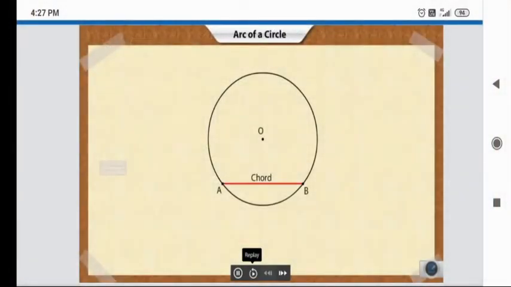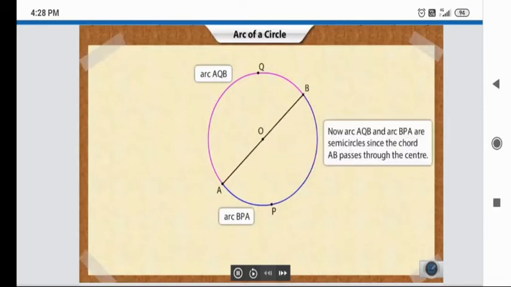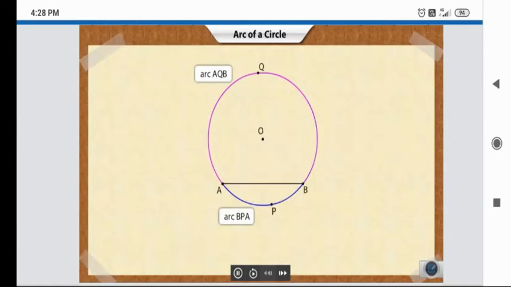Segment AB is a chord of the circle. Each part of the circle, together with the points that are common to the circle and the chord, is called an arc. Here, chord AB divides the circle into two arcs, arc AQB and arc BPA. If the chord passes through the center of the circle, the two arcs formed are semicircles. If the chord does not pass through the center, it divides the circle into two parts, with the center on one side of the chord.